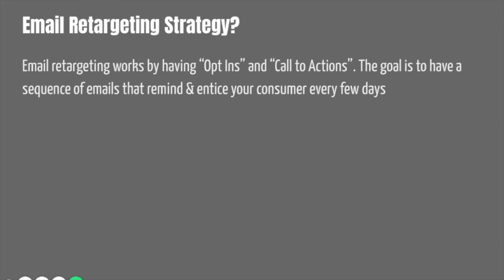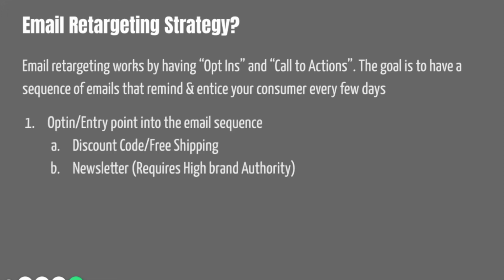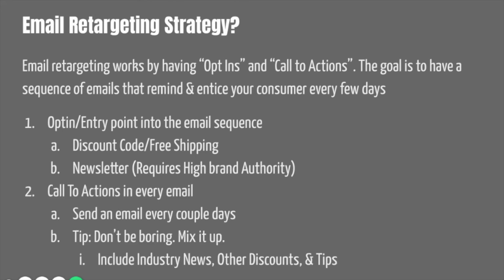So basically, go out, find a service like MailChimp or ActiveCampaign. I recommend ActiveCampaign. That's what we use. And set up an email sequence and write some emails. The email sequence basically has entry points. Your entry points are really, really simple. Your entry points could be discount codes, could be free shipping, anything that you can give someone in exchange for an email. Could be, get on our newsletter. If you have good brand authority, get on the newsletter.